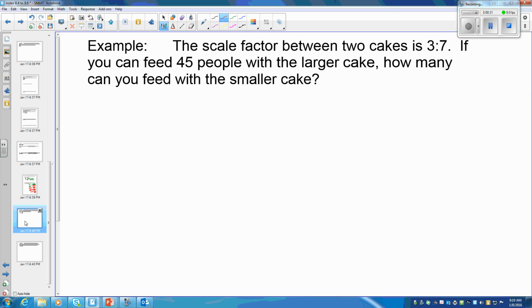Well, it talks about the scale factor being 3 to 7, but it doesn't talk about area or volume or perimeter. It talks about the amount of people you're going to feed. Oh, you think we should just set up a basic ratio, line equals line thing. Okay? So you're saying that 7 over 3 is equal to 45 over x.